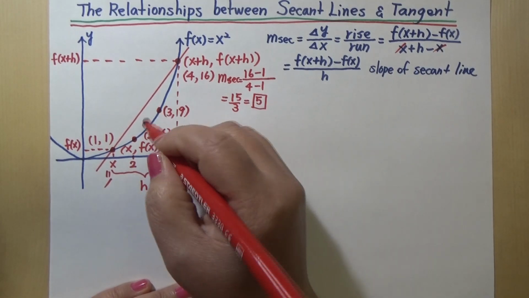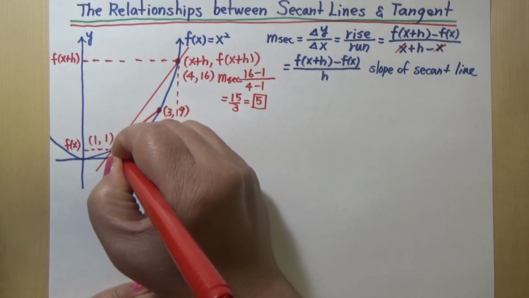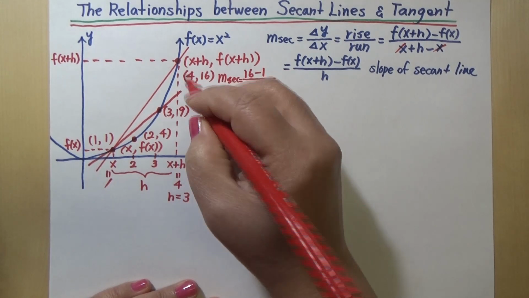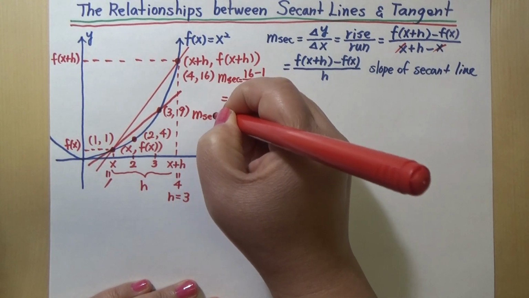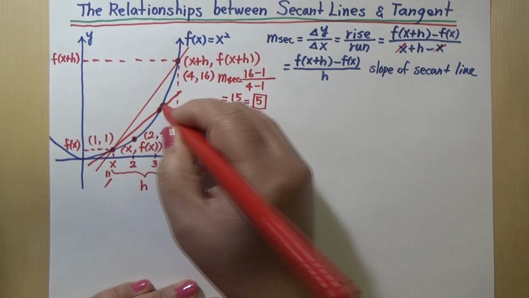And next one, so I'm going to draw the secant line here. This is the secant line, and then the slope of this secant line is 9, this point and this point.